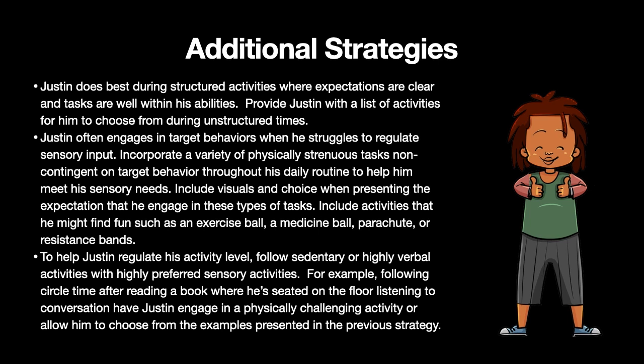To help Justin regulate his activity level, follow sedentary or highly verbal activities with highly preferred sensory activities. For example, following circle time. After reading a book when he's seated on the floor listening to conversation, have Justin engage in a physically challenging activity or allow him to choose from the examples presented in the previous strategy.